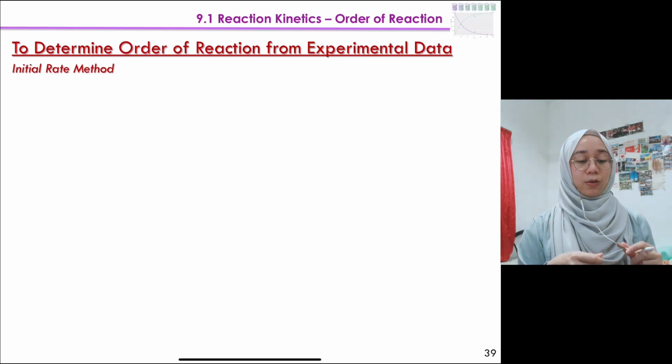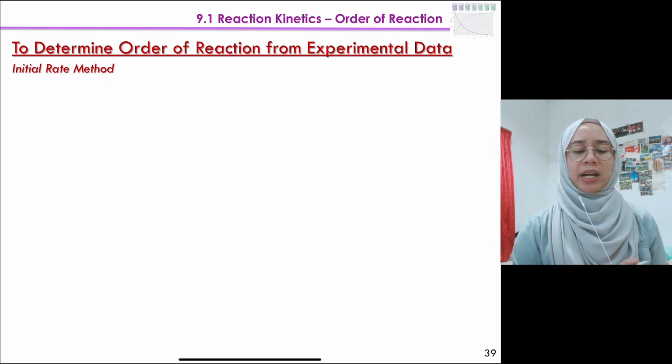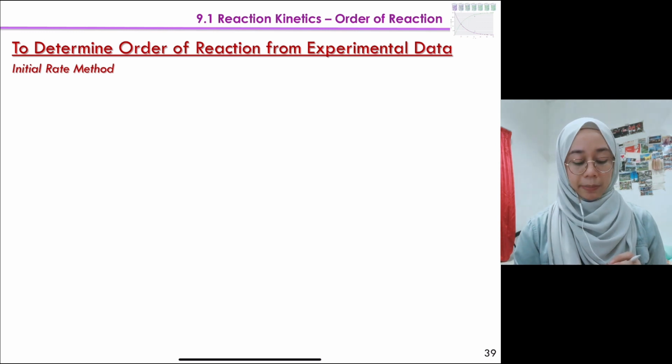Okay, so now kita nak belajar pula how to determine the order of reaction from experimental data by using the initial rate method lah. Sebenarnya ada banyak sebenarnya cara untuk determine order of reaction ni. So ini adalah initial rate method. Ini dipanggil initial rate method.